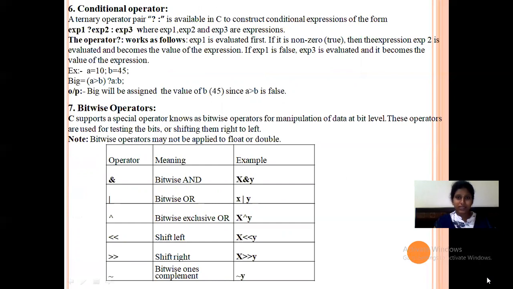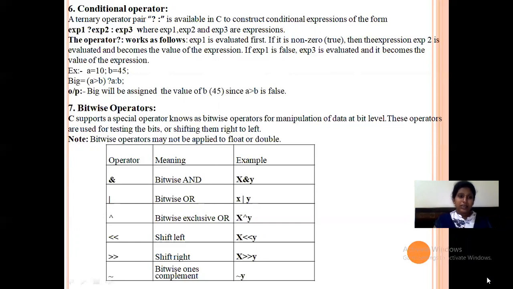Exp1 is evaluated first. If it is non-zero, that is true, then the expression exp2 is evaluated and becomes the value of the expression. If exp1 is false, expression 3 is evaluated and it becomes the value of the expression.